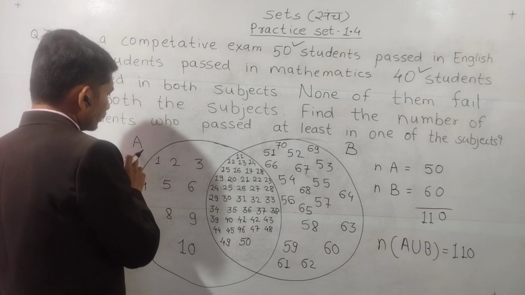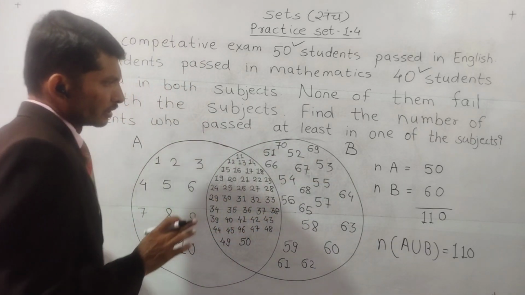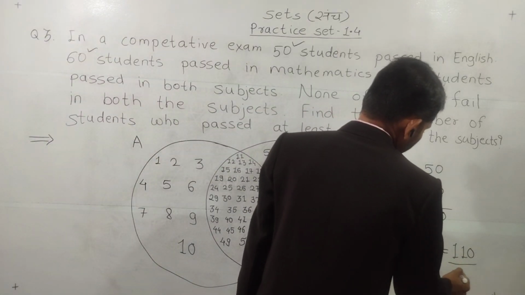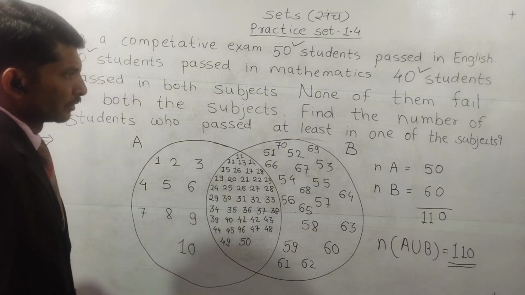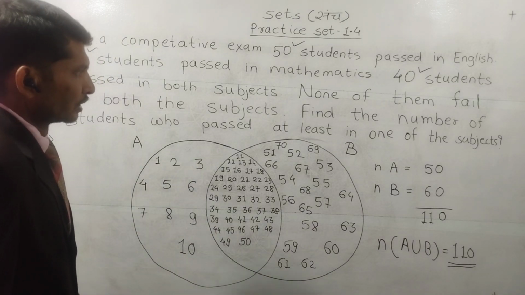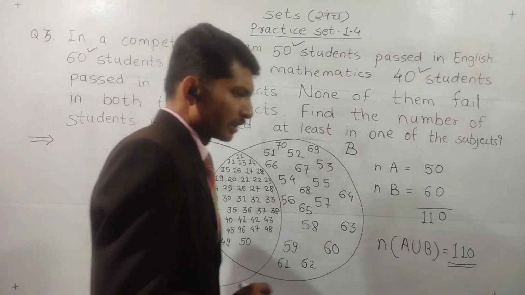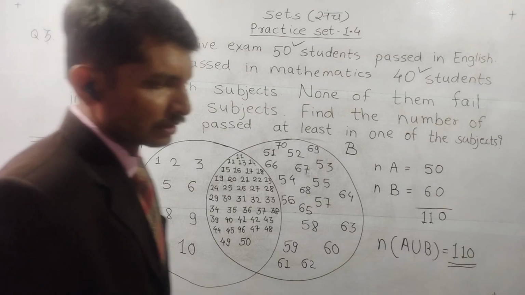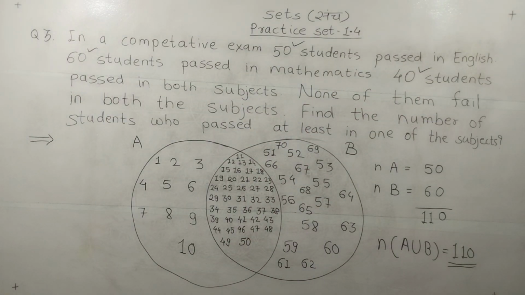So whole set A as well as whole set B, containing all the students, are coming in the students who passed in one subject. Okay, nobody failed. That's why we do not have to draw the universal set here. So our answer is 110 students. So draw the diagram and write down the answer, which is 110 students. Okay, I will give you 1 minute.